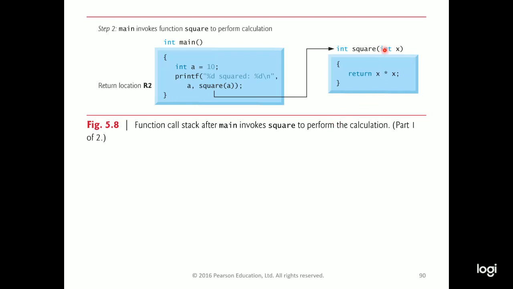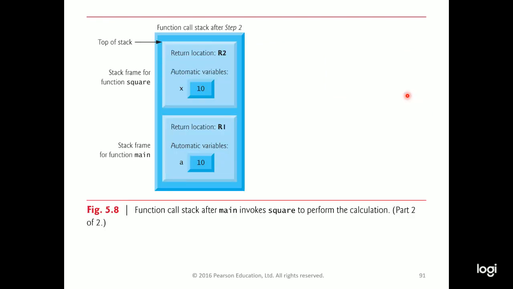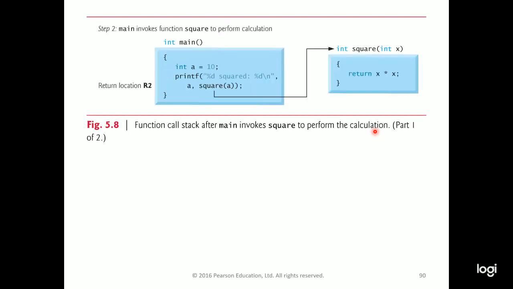So we're going into the square function. What happens is our return location basically gets pushed to the top of the stack. So this is R2, and then this has one variable x which gets pushed onto the stack. x is just the copy of the variable a. So this is the location that we will return to.